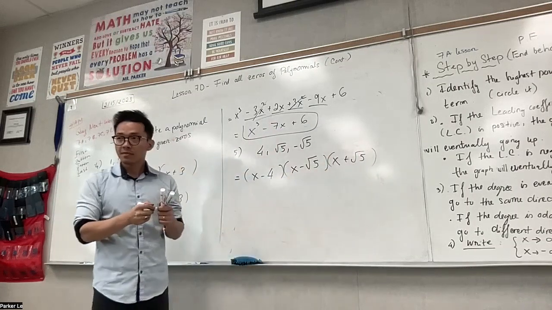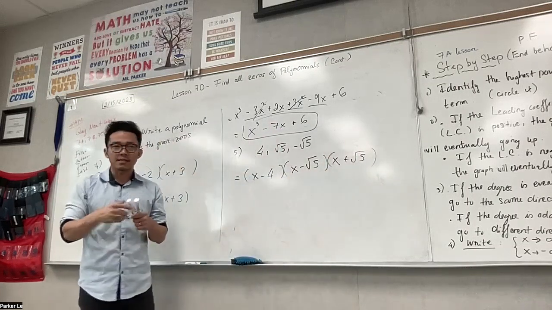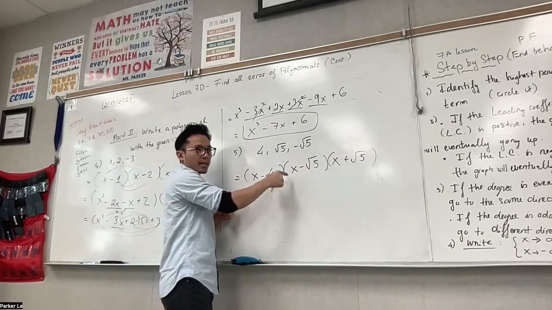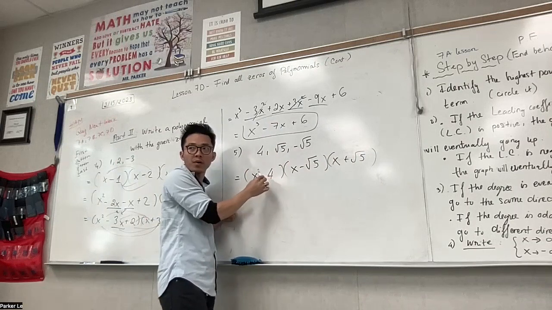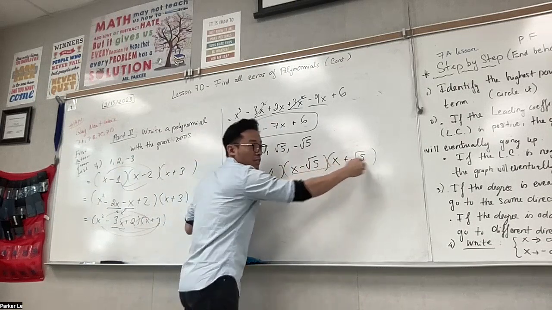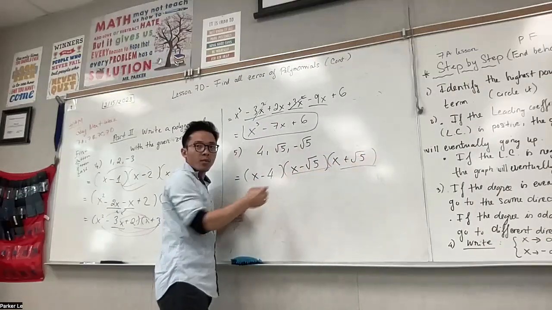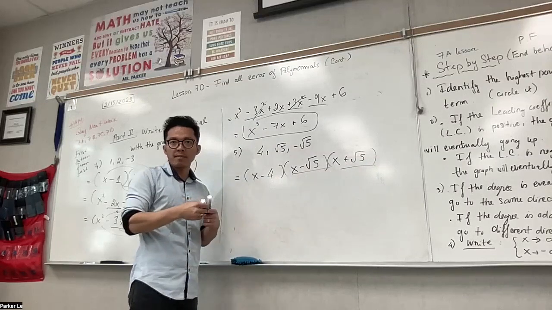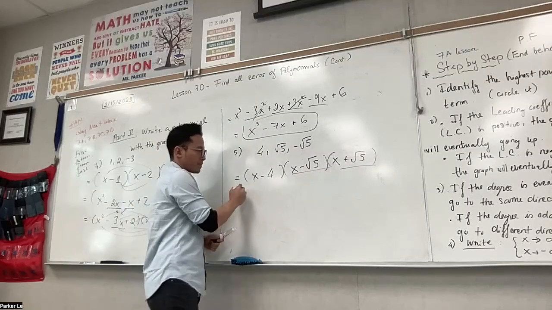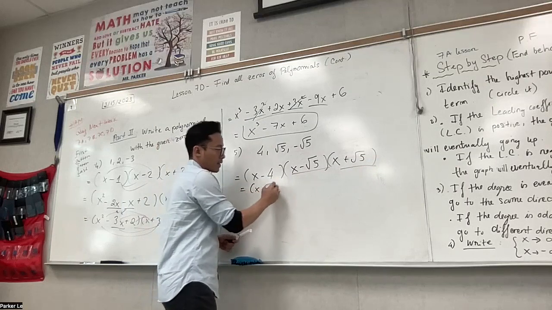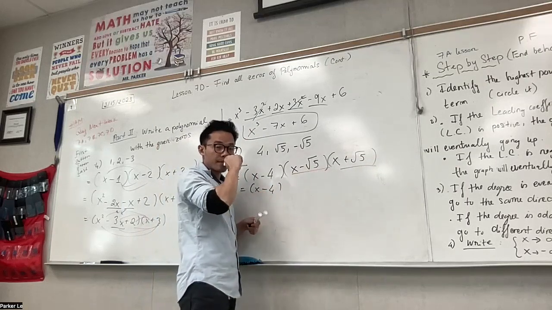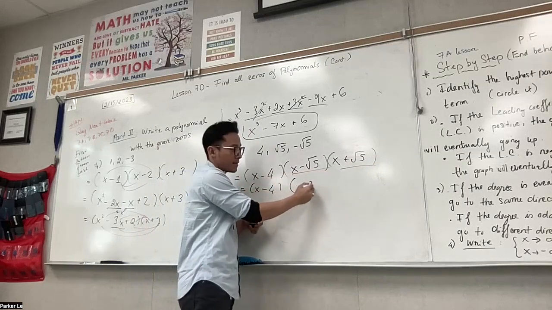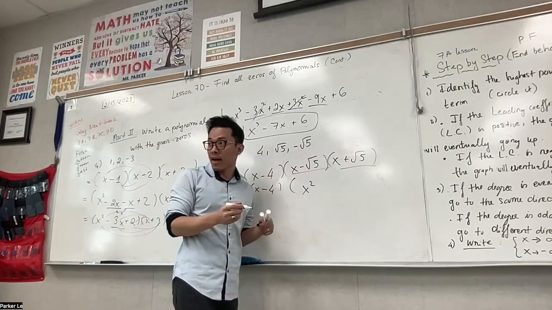Okay. I want you to address this. If you see this, don't multiply, don't FOIL these two. What do you do with these two? What do they become? Do you remember? What do these two multiplied become? X squared plus 5.